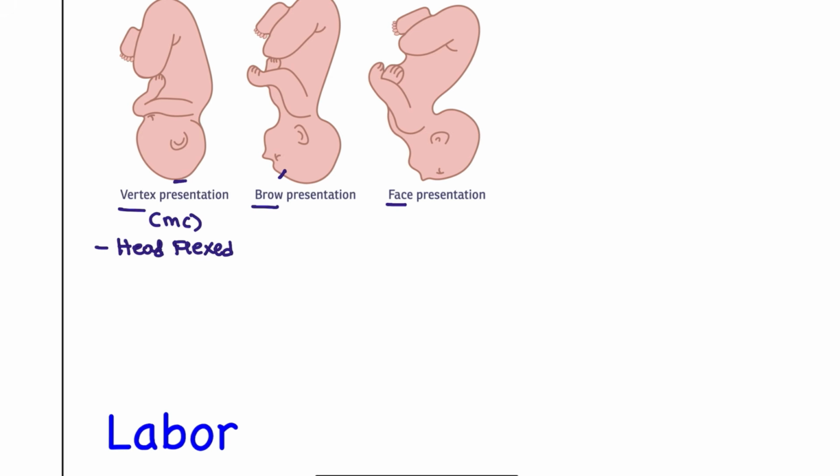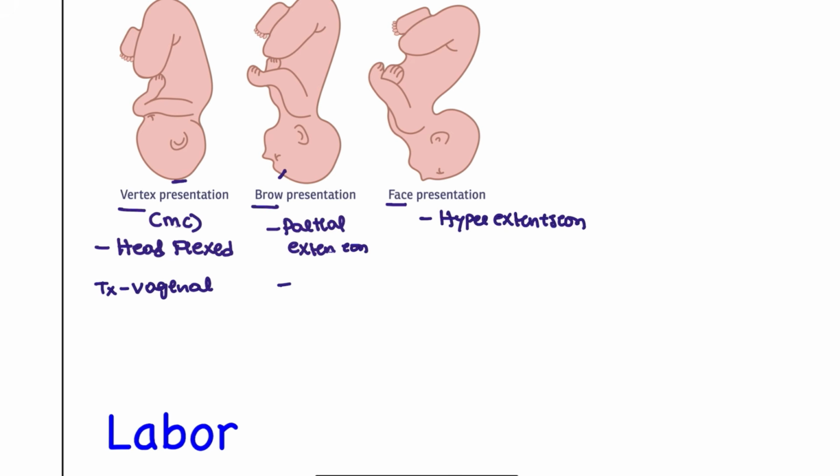The brow position is partial extension, and the face presentation is hyperextended. And how are we going to treat these patients? Vertex is easy. We can go for vaginal delivery. And with the partial extension, the brow, always go for cesarean section only, right?